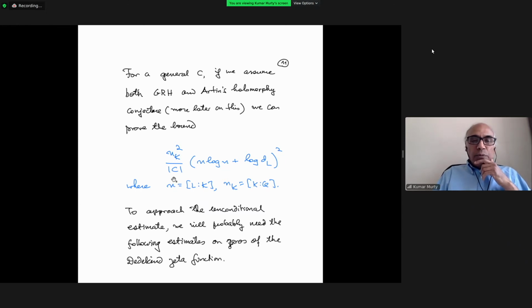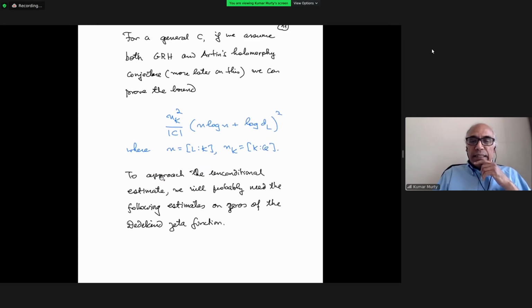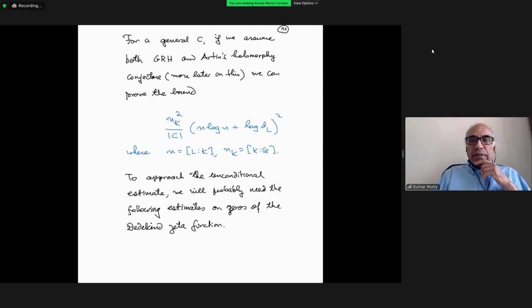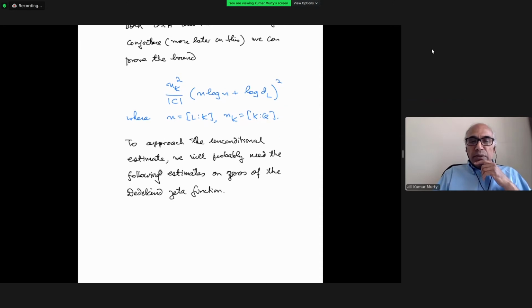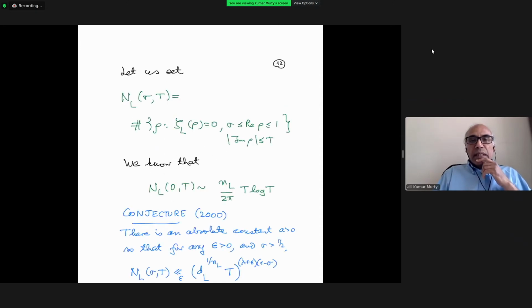So we might ask, what more do I need if I want to get a bound that really depends on the size of the conjugacy class, unconditionally? This was assuming the Riemann hypothesis and Artin's conjecture. What do I need if I want to do this without the Riemann hypothesis? Maybe I'm still allowing Artin's holomorphic conjecture. I need to know the following statements about zero density estimates.